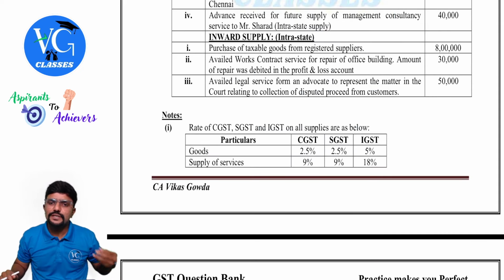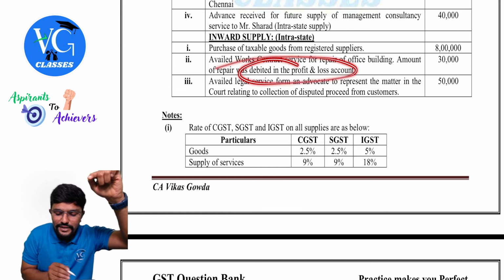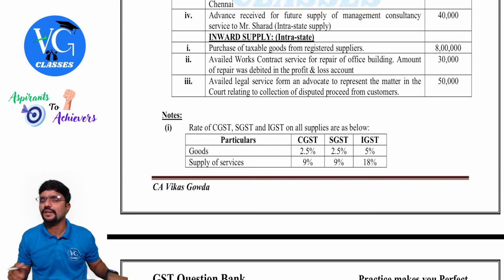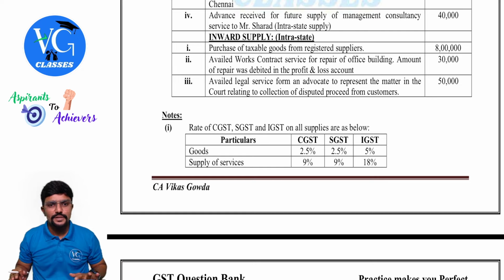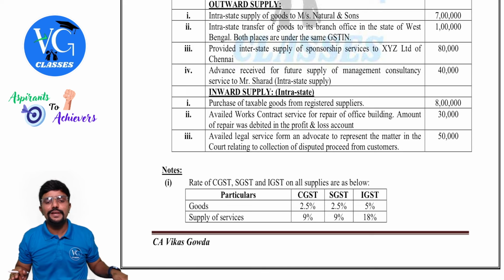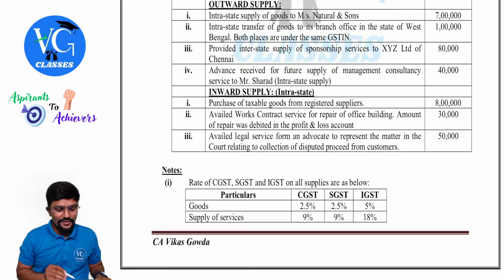Next, inward. Purchase of taxable goods from registered supplier, 8 lakh. Availed works contract service for repair of office building. Amount of repair was debited to profit and loss account, so they have treated it as revenue expenditure. Sir, is credit available? Yes, it is available. It is not blocked as it is treated as revenue expenditure, guys. Next, availed legal services from an advocate to represent the matter in the court relating to collection of disputed proceeds from customers, guys. Legal services: RCM, reverse charge mechanism. Yes.